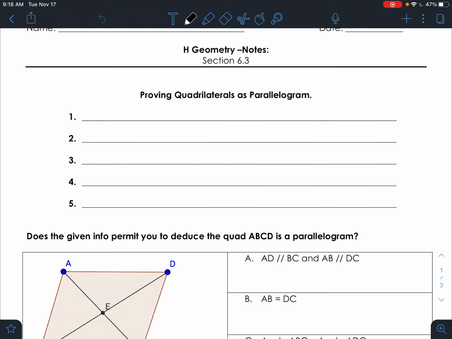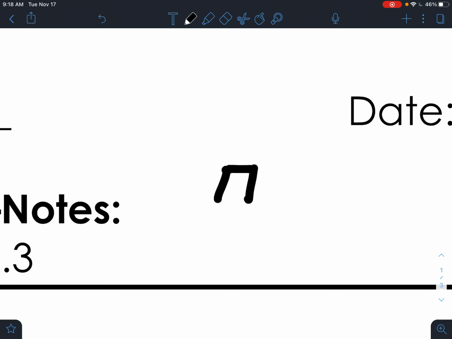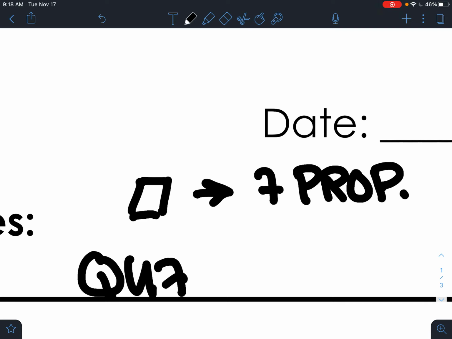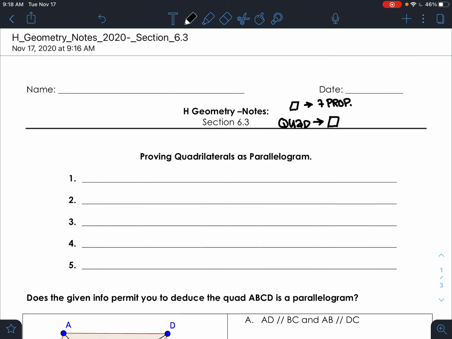So yesterday, it's all about what we're given, all right? Yesterday, we were given a parallelogram, and then from there, we could use those 7 properties to make conclusions, okay? Today, we're going to be given a quadrilateral, and we have to prove it as a parallelogram, okay? So today, we're talking about the ways of proving quadrilaterals as parallelograms.